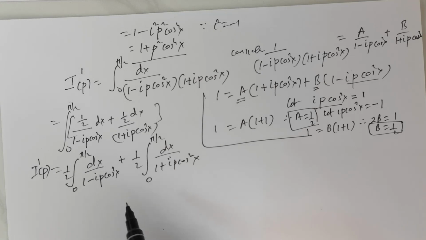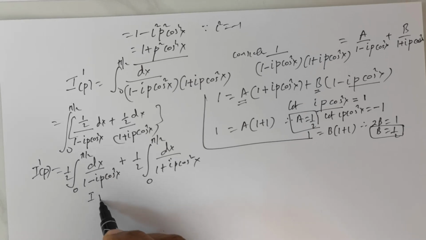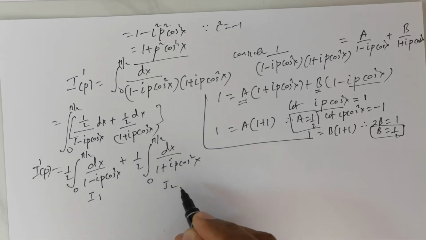So what I would do is I would first consider this one. So let me take this as I1 and let me take this as I2.